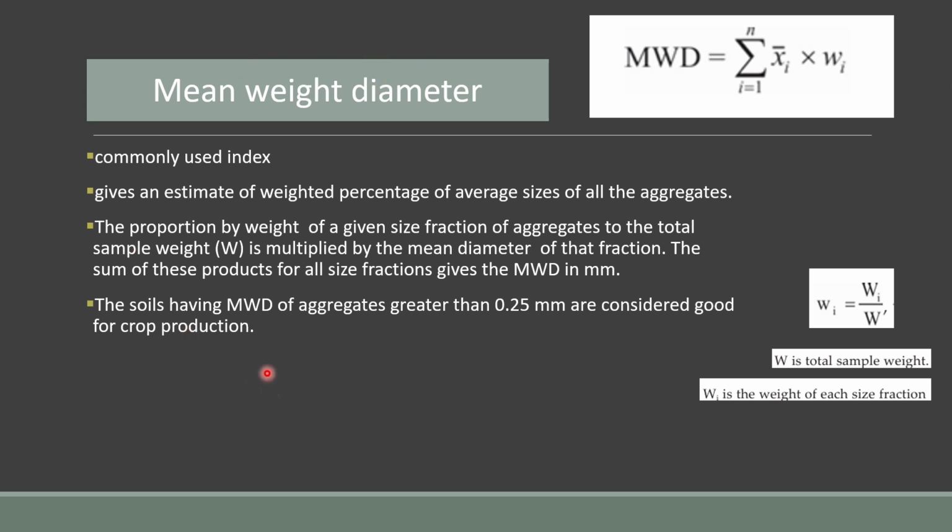Soils having mean weight diameter of aggregates greater than 0.25 millimeter are considered good for crop production. So if we are selecting a soil and we are doing this mean weight diameter test in the laboratory, and that value comes greater than 0.25 millimeter, we can take that soil or land for crop production.